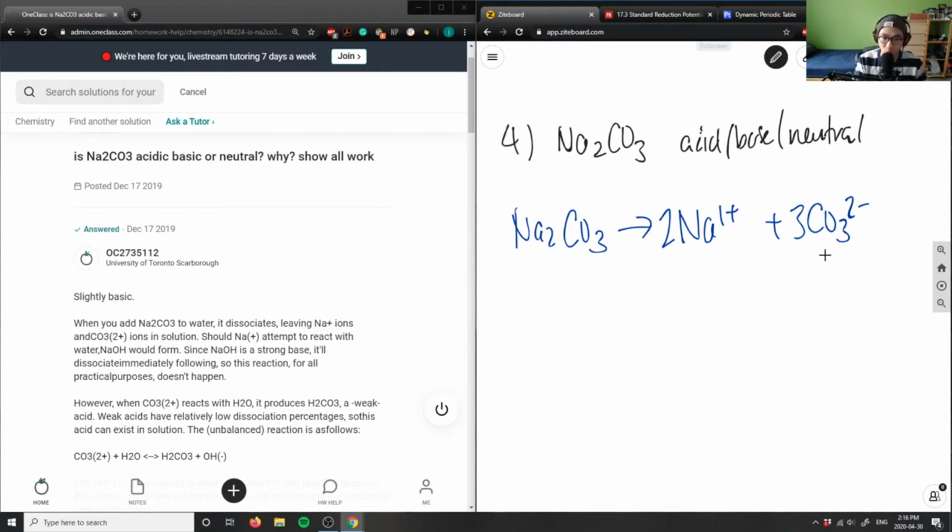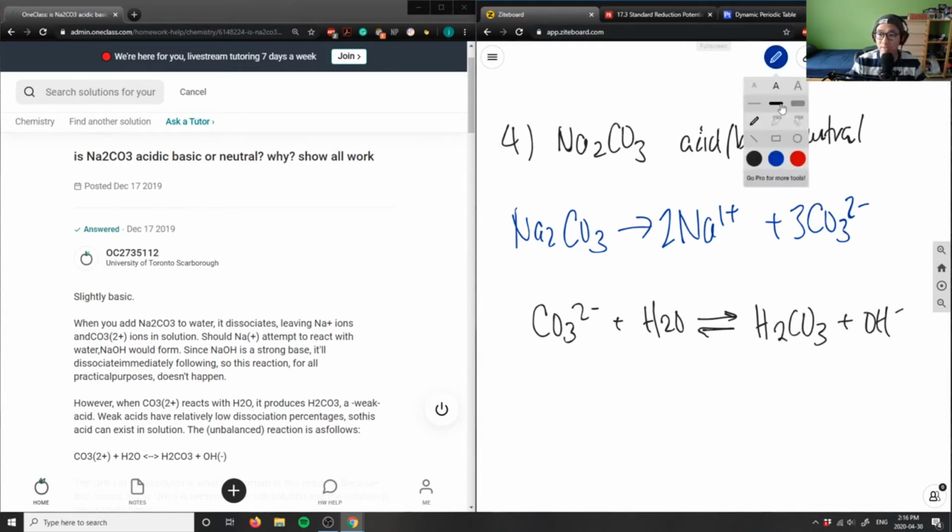CO3 2- is actually going to react with water as well, right? So I can say that CO3 2-, when I react it with water, is going to be in an equilibrium and form H2CO3 plus OH minus here. So this here makes it a weak base, right? Actually, no, sorry, this is not carbonic acid here. I believe it's just H2CO3 here. But it forms this hydroxide ion.